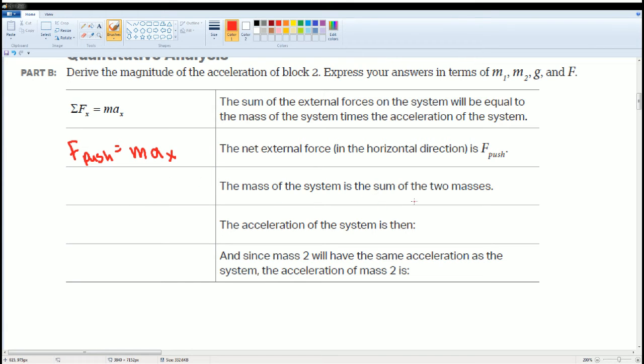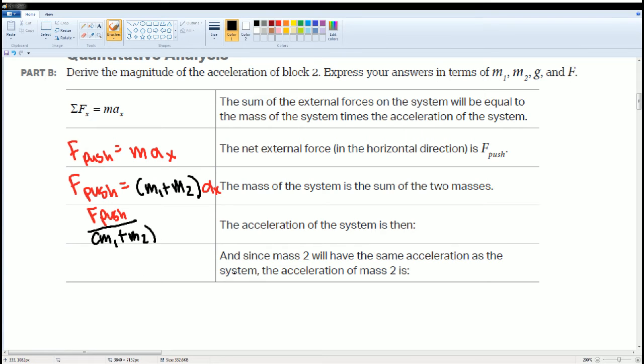The mass of the system is the sum of the two masses. F push is going to be equal to mass 1 plus mass 2, because we are going to treat the system as having both masses, and the acceleration is the same thing as a_x. Then you are going to solve for the acceleration, so you're going to divide the mass over to the other side. You should have a divide by m1 plus m2.